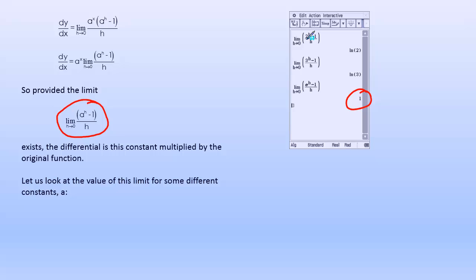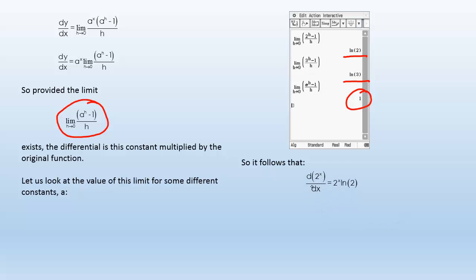Notice for a is 2, we get ln 2. That's the natural log of 2. And for a is 3, we end up with the natural log of 3. So we'll come back to that in a moment.